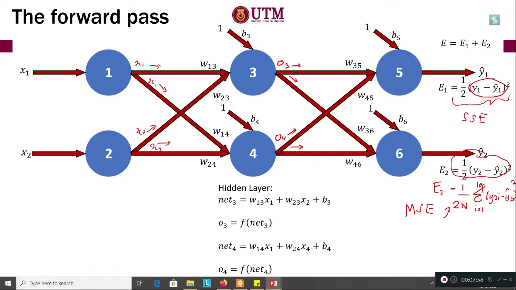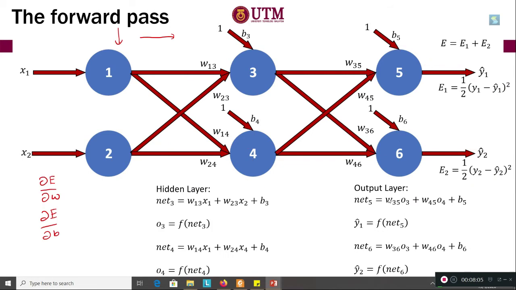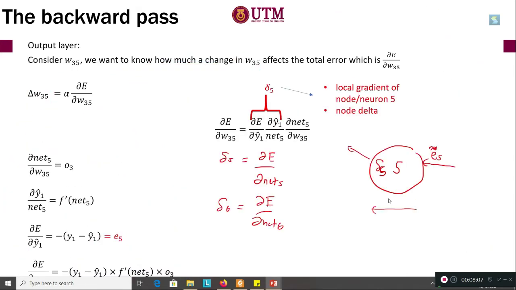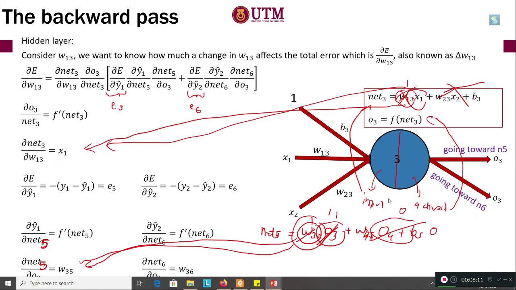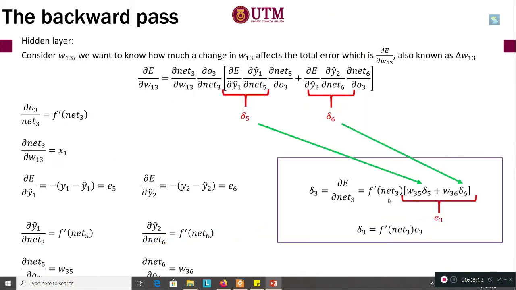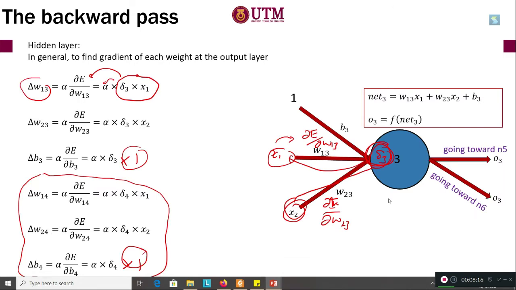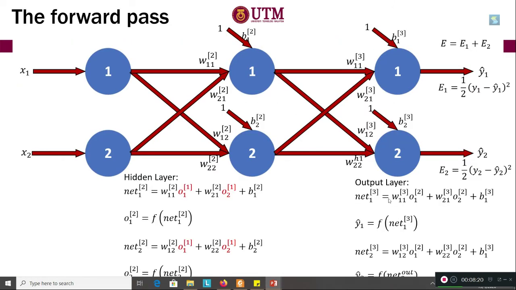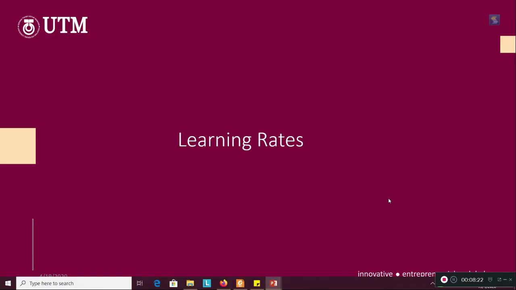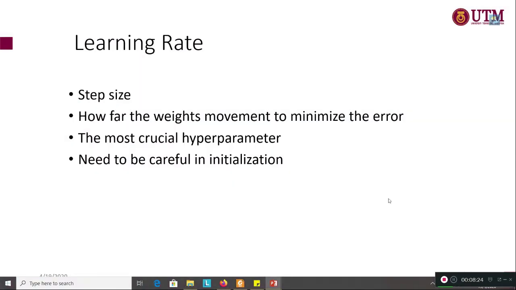But if I'm using MSE to define my E1 and E2, then that will make my algorithm become batch gradient descent. So that is the difference between this one and the previous lecture regarding the linear model for regression or classification.